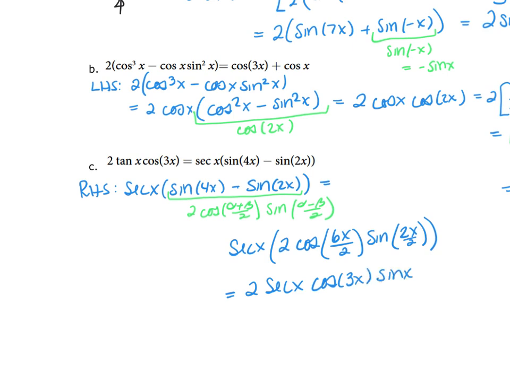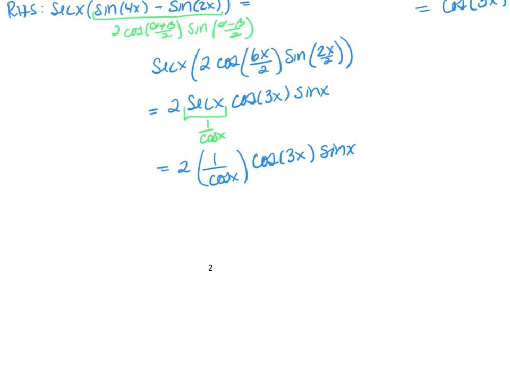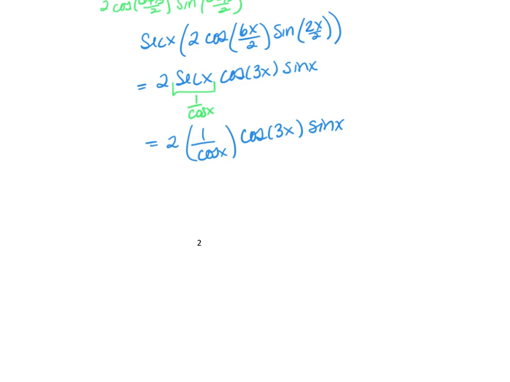Now secant is the reciprocal of cosine, so this is the same thing as 1 over the cosine of x. So this is going to be equal to 2, and then I'm going to write this as 1 over the cosine of x, the cosine of 3x, and then the sine of x. And then I'm going to put the sine over the cosine, because we know that the tangent of x is equal to the sine x over the cosine of x. So this is going to be equal to 2, the tangent of x, the cosine of 3x, and I have my left-hand side. And that's it for this section.